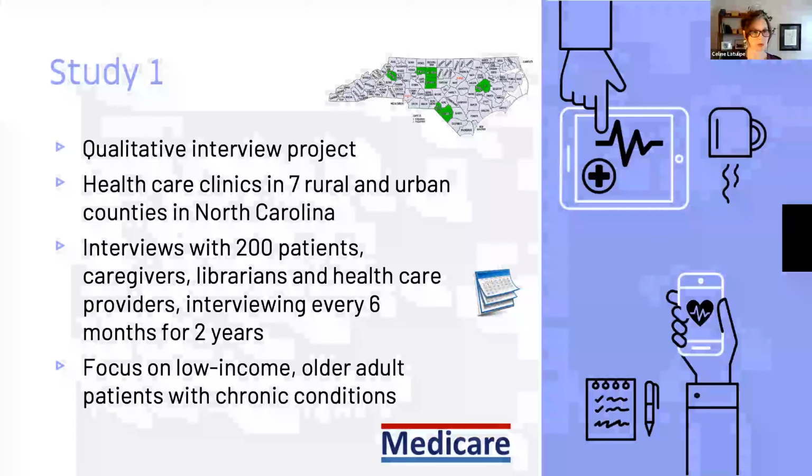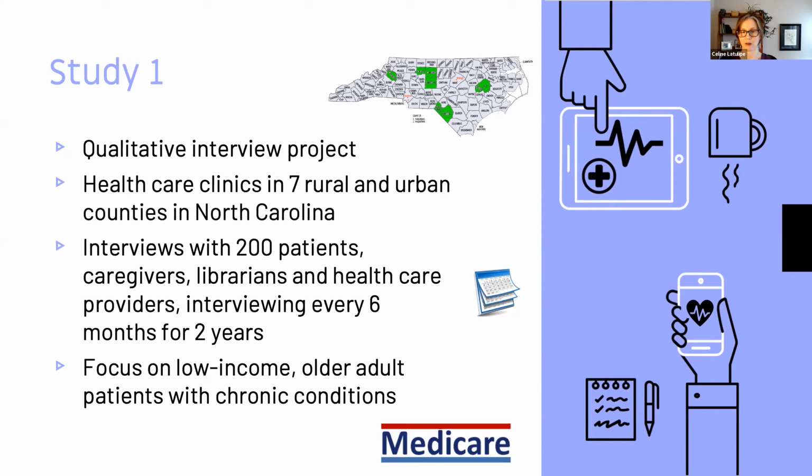So here we go. Study 1 was a qualitative interview project. This is the longitudinal one. We chose 7 healthcare clinics in rural and urban counties in North Carolina, and we did interviews with 200 patients, caregivers, librarians, and healthcare providers. I think it was about 170 patients, and then a smattering of these other people in these other roles. We interviewed them every 6 months over 2 years to understand, were they using the patient portal, or were they seeing their patients using the patient portal, et cetera. And again, the focus was on low-income older adults, people with chronic medical conditions who really could benefit from the kind of management and empowerment that a patient portal offers.